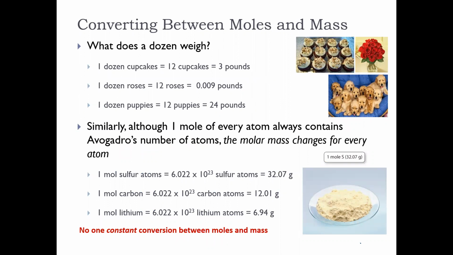Here we have some pictures, right? If we are thinking about how much something weighs, well, how much does a dozen of something weigh? Depends on what it is. Same idea for moles. How much does a mole of something weigh? Well, it depends on the substance. So looking at our periodic table, sulfur has a molar mass of 32.07 grams per mole. And so here we have a dish of 1 mole of sulfur atoms.